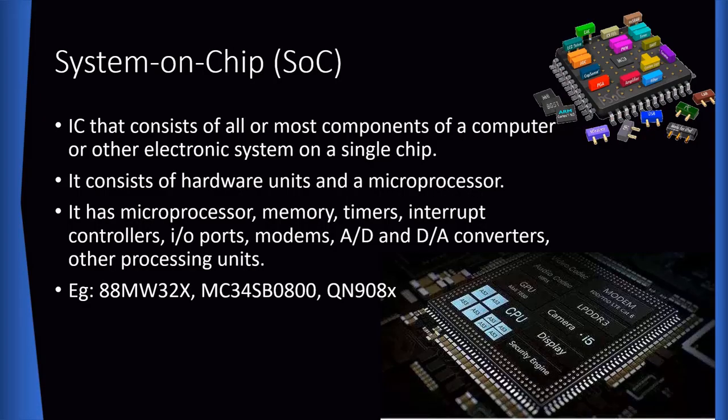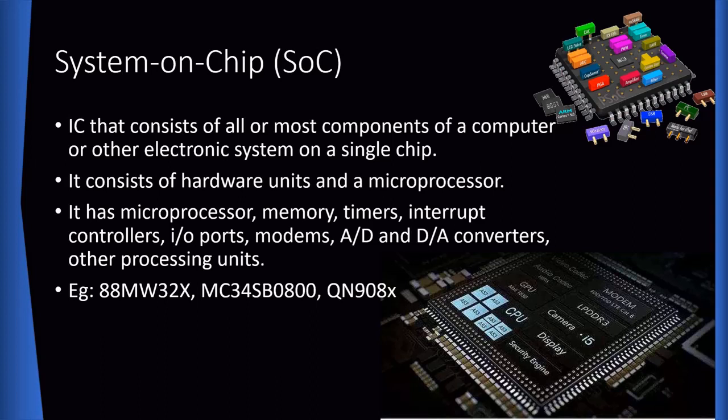System on a chip or SoC. A system on chip is an integrated circuit that consists of all or most of the components of a computer or an electronic system on a single chip. It consists of hardware units and a microprocessor or a microcontroller which has software code for the hardware to function.